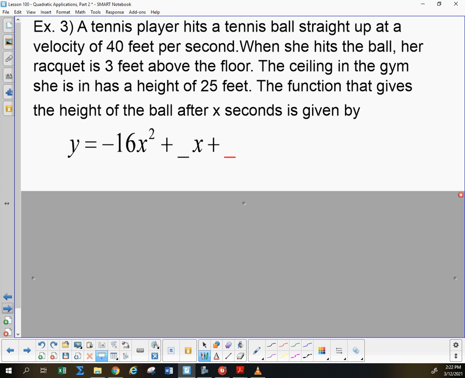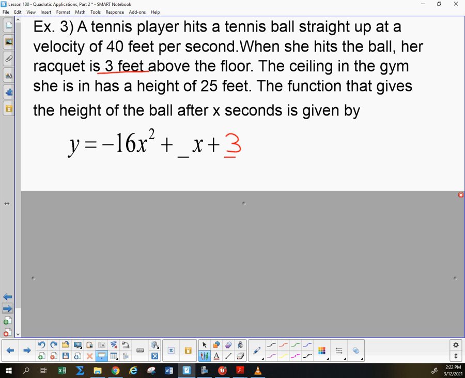Okay, a tennis player hits a tennis ball straight up at a velocity of 40 feet per second. When she hits the ball, her racket is 3 feet above the floor. The ceiling in the gym she is in has a height of 25 feet. So we need to complete this function. We will not always be given it. So the starting height when she hits the ball is 3 feet above the floor. So we need a +3 in this one.